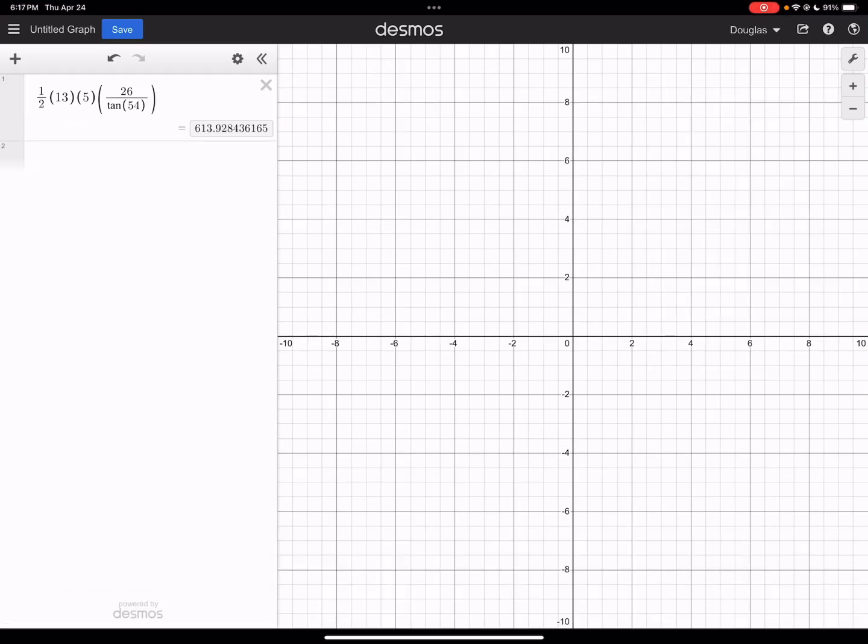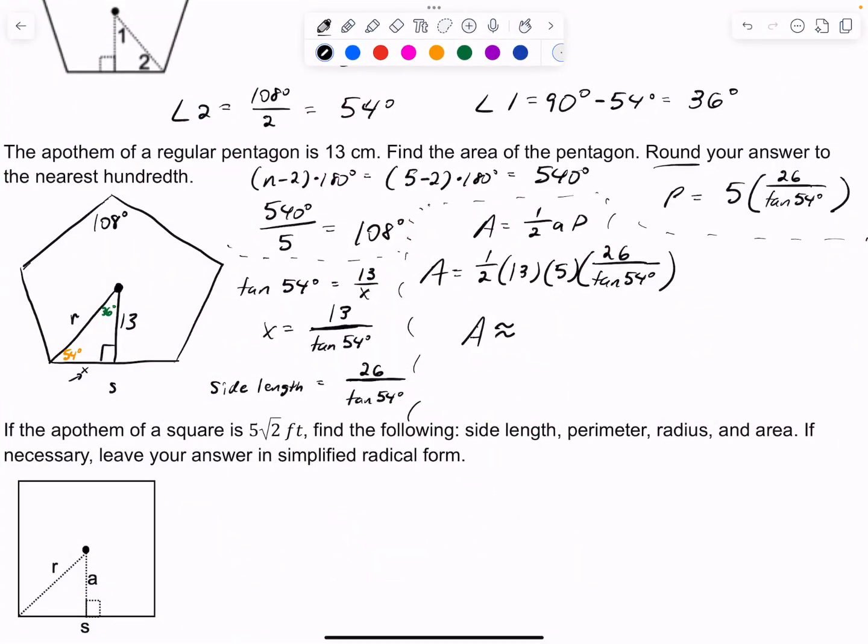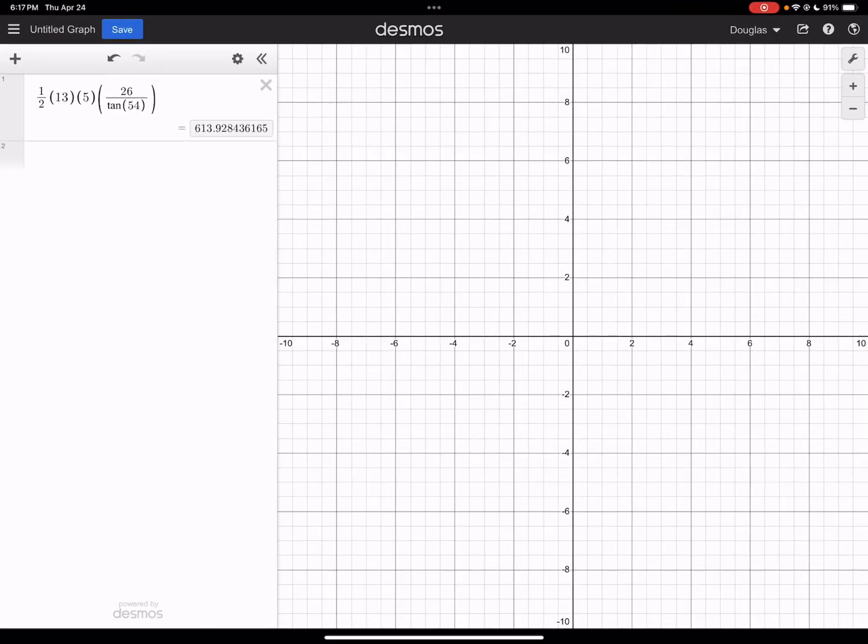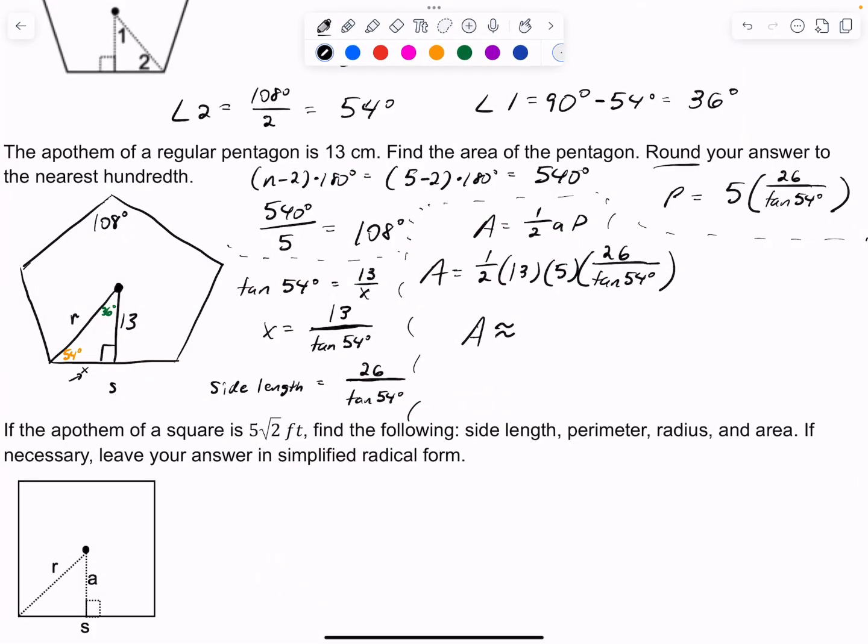So approximately, let me get my rounding here, to the nearest hundredth. So rounding to the nearest hundredth is 613.93, and that's square centimeters.